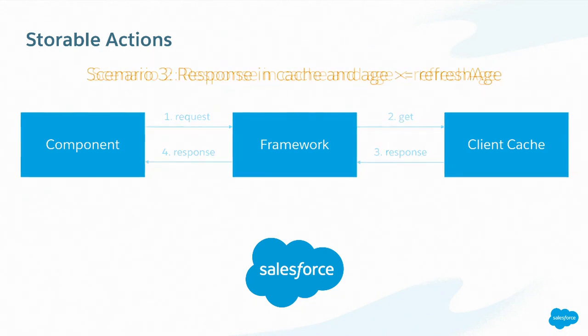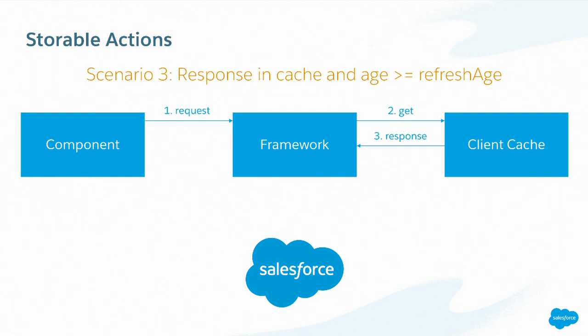OK? And so let's quickly look at a third example here. And that's the tricky one, right? So the data has been in the cache for over the refresh age, so more than 30 seconds, but less than 900 seconds. So it's in that middle area, okay? So same thing, I make my request, the framework asks the cache, the cache says, I have the data, but it may not be fresh. But because it's less than the expiration age, I will send it to the component. And the benefit is that the component gets a response right away.